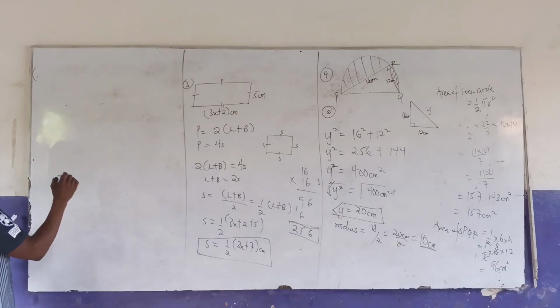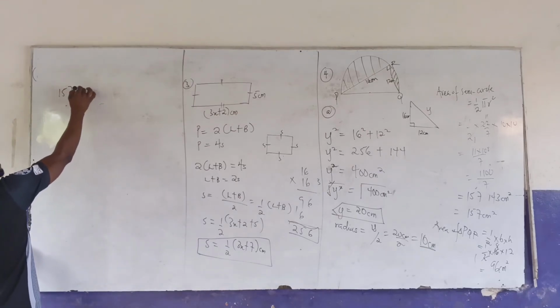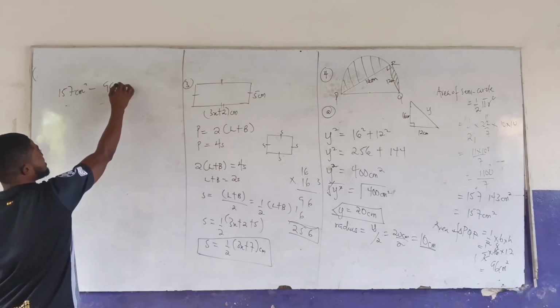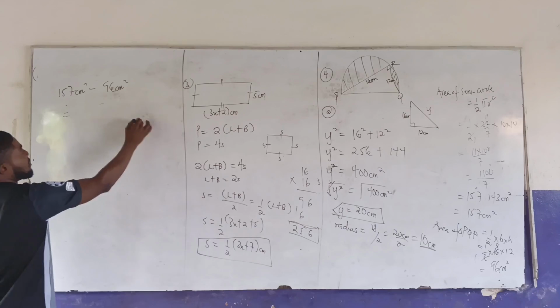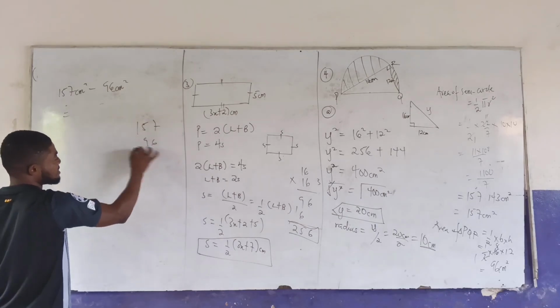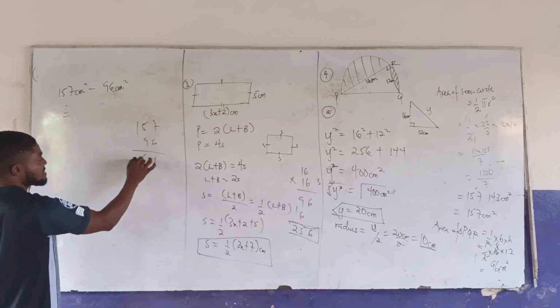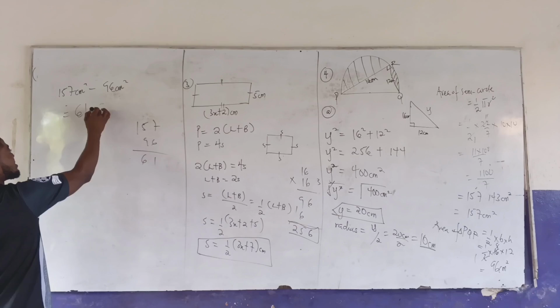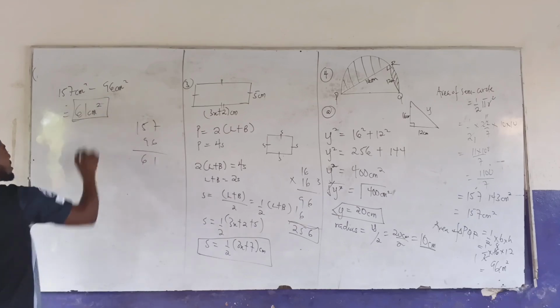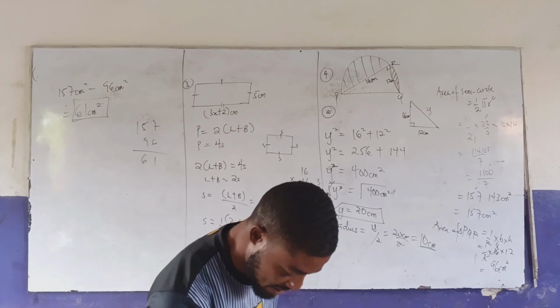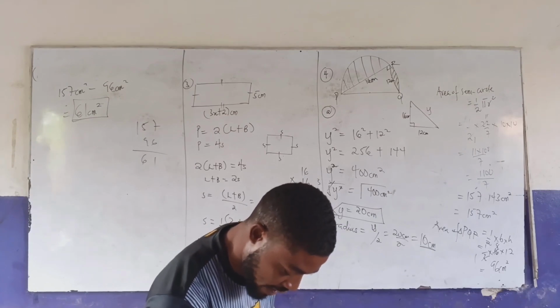So the area of the shaded portion is 157 cm squared minus 96 cm squared. 157 minus 96, that is 61 centimeters squared. So the area of the shaded region is 61 centimeters squared.